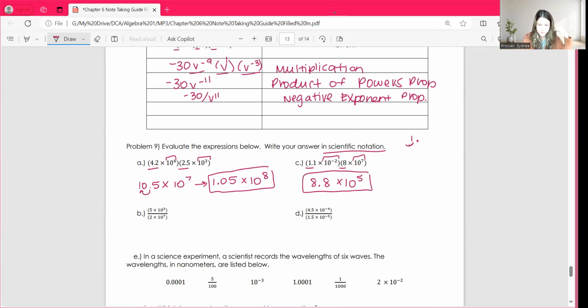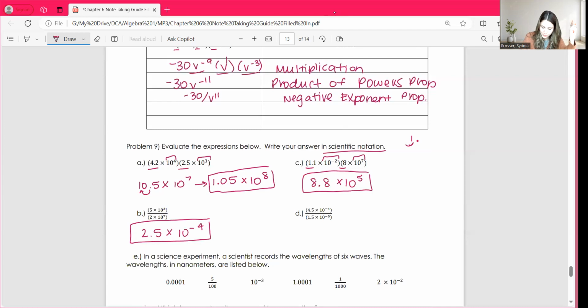And now we're going to check out B and D. Super similar. We're dividing scientific notation numbers, so we're going to divide our numbers. 5 divided by 2 is 10.5 times 10. Dividing variables, subtract the exponents, we get -4.